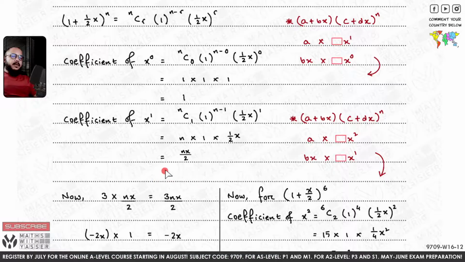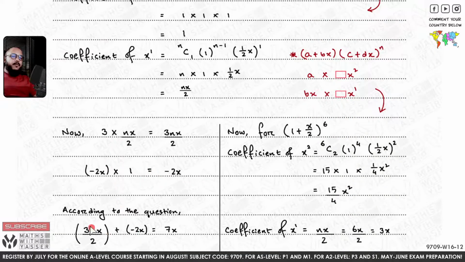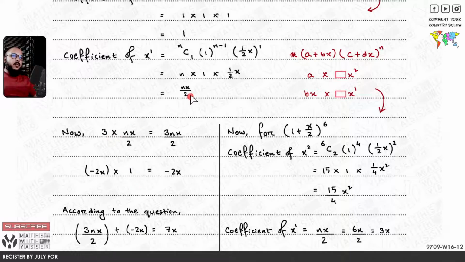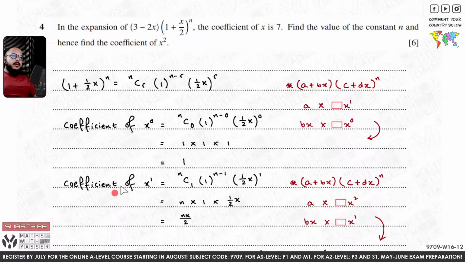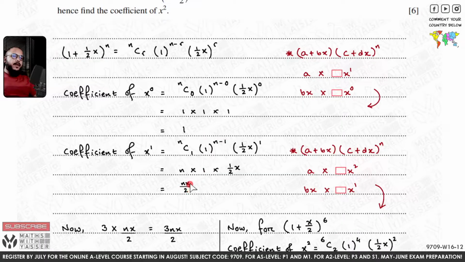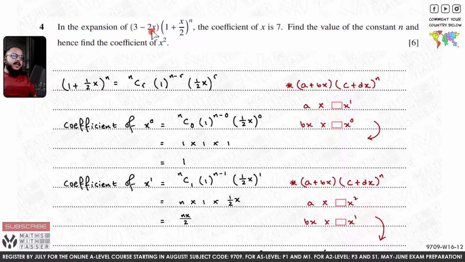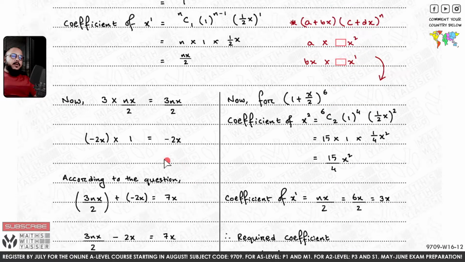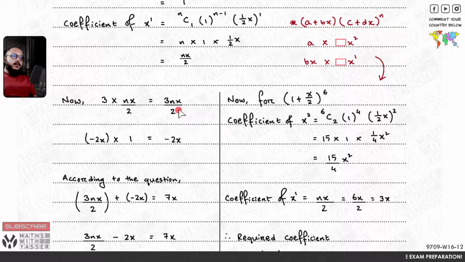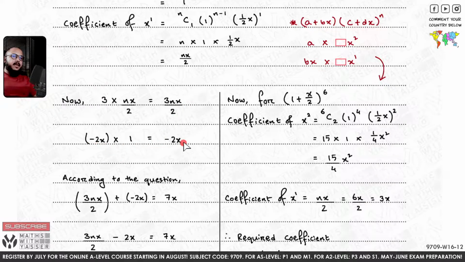So according to the question, before proceeding to that part, we need to multiply, like I explained over here. So 3 needs to get multiplied with nx over 2. That will give you the coefficient of x. And negative 2x needs to get multiplied with the constant, so that we can again get the coefficient of x. So 3 times nx over 2 is equal to 3nx over 2, and negative 2x into 1 is negative 2x.